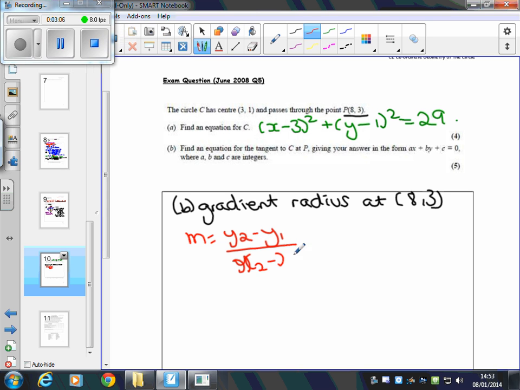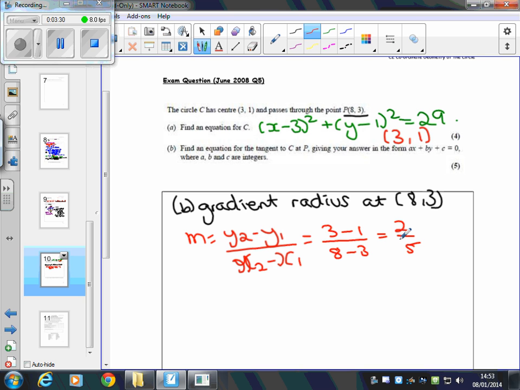(x2 minus x1). Substituting in the point that we found for the centre, which was (3, 1), and the point that we're given P, this gives us (3 minus 1) divided by (8 minus 3), which gives us 2/5. So that's the gradient of the radius.